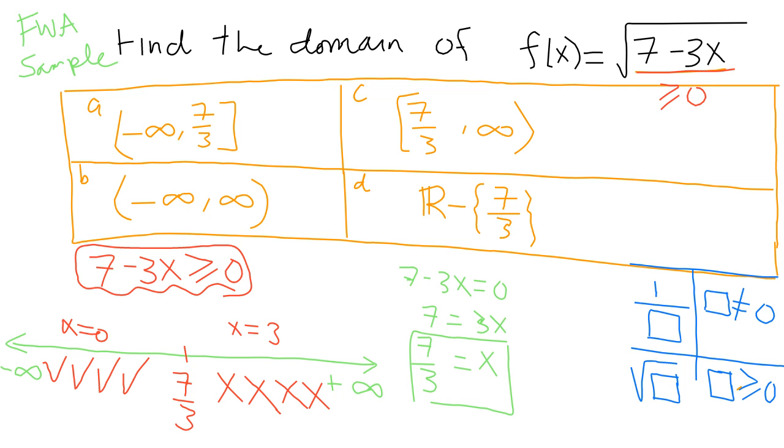So where's the domain? This is your domain. The domain is from minus infinity to 7 over 3, right? From minus infinity to 7 over 3. So A is the domain.